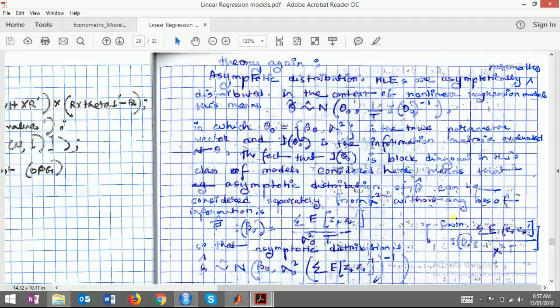So we talked about two asymptotic distributions. First one is the asymptotic distribution of the information matrix, then the asymptotic distribution of sigma square.